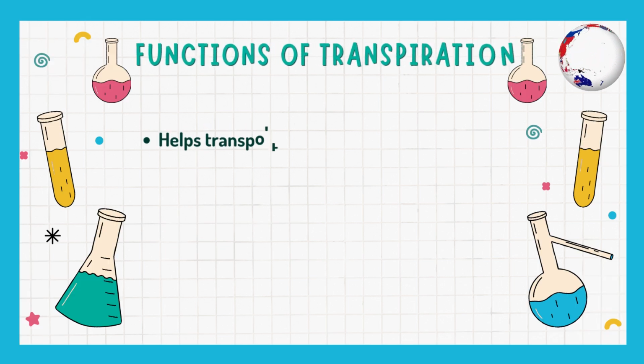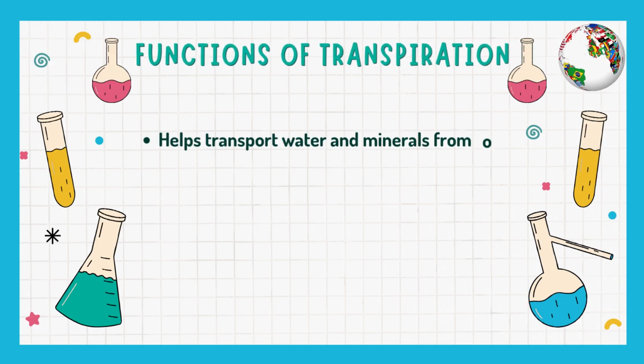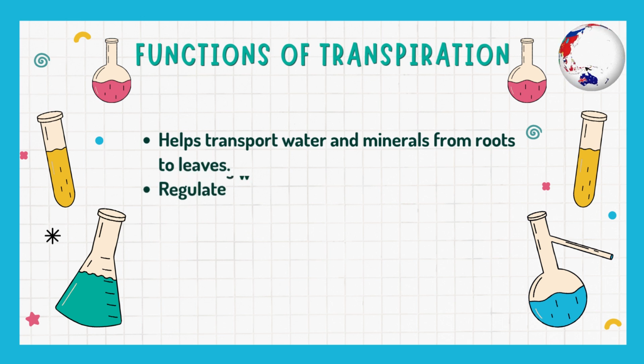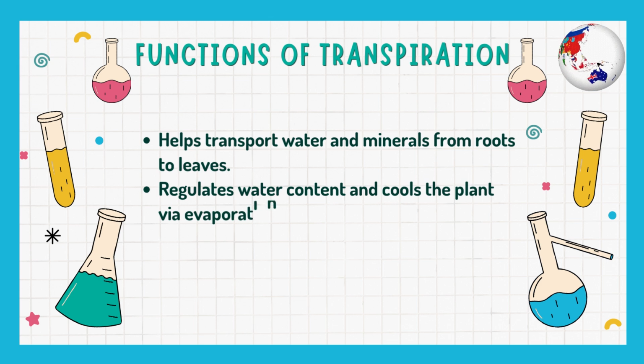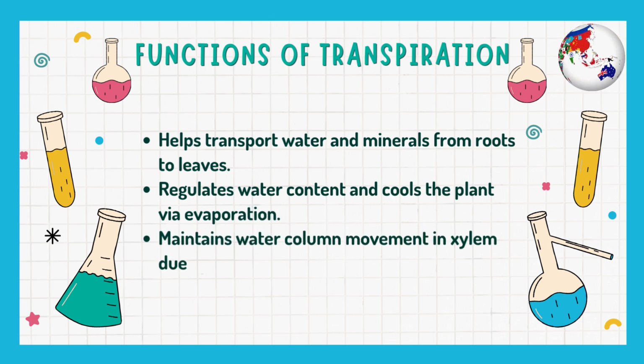Functions of transpiration: helps transport water and minerals from root to leaves, regulates water content and cools the plant via evaporation, maintains water column movement in xylem due to negative pressure tension.